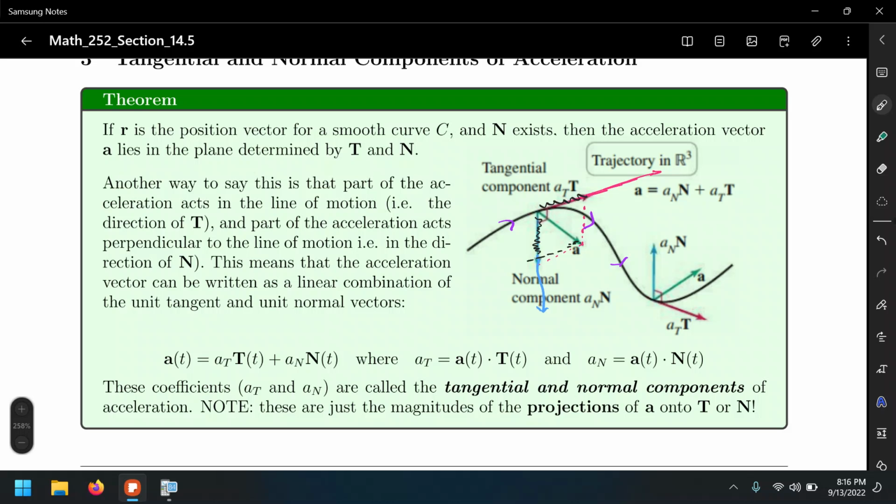In other words, what we're going to do is break up the acceleration vector and write it as a linear combination of the tangential and the normal vector, which is this expression right here. So that is some number times the tangential plus some number times the normal equals the acceleration vector, where the tangential component of the acceleration is the acceleration times the tangential, and the normal component a sub n is the acceleration vector times the normal vector.